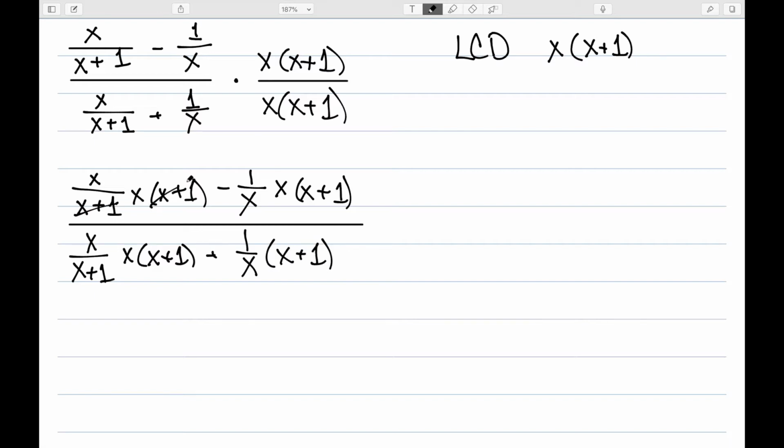So here my x plus 1's cancel. I have an x squared. Here my x's cancel. I'm going to go ahead and distribute my negative sign to get minus x minus 1. On the denominator, my x plus 1's cancel. I have x squared. And here my x's cancel, and I'm left with x plus 1. So here's my simplified form.